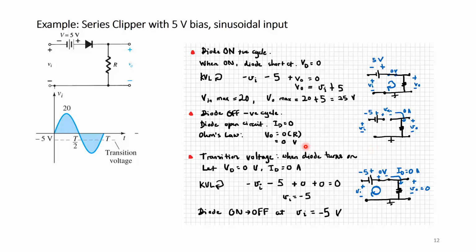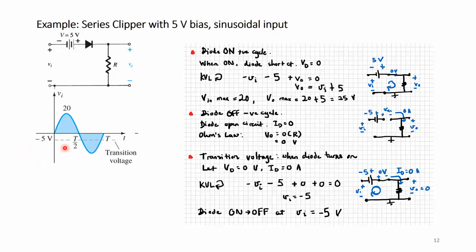Now next is to find the transition voltage when the diode turns on, and as instructed, the transition voltage we can find if we let VD equals to 0 volts and ID equals to 0 amps. From there, we do a KVL around this loop. I get negative Vin minus 5 plus 0 is equals to 0 volts. So from here, I get Vin to be equals to negative 5. This means that the diode switches from conducting to non-conducting, on to off, at Vin equals to negative 5 volts here.